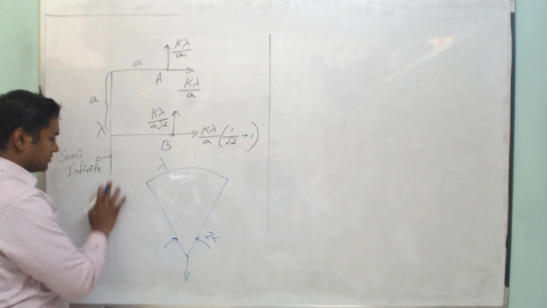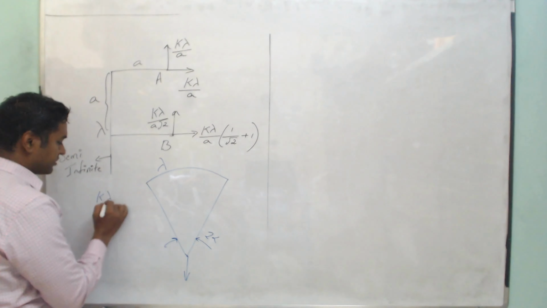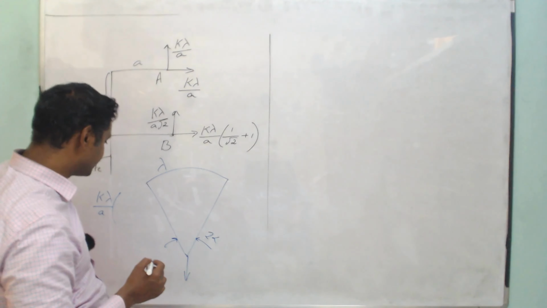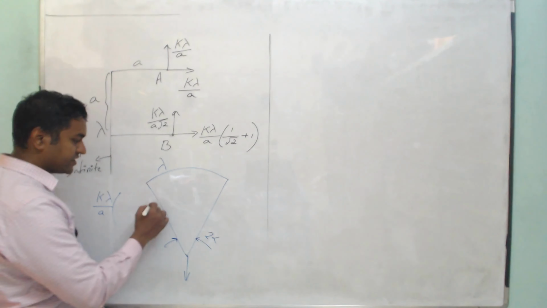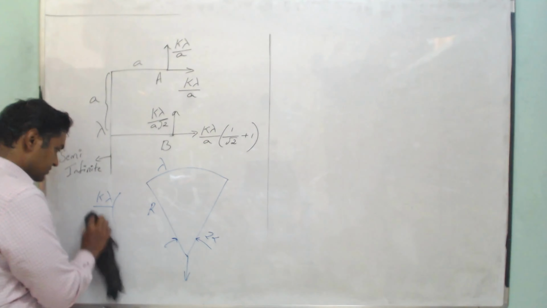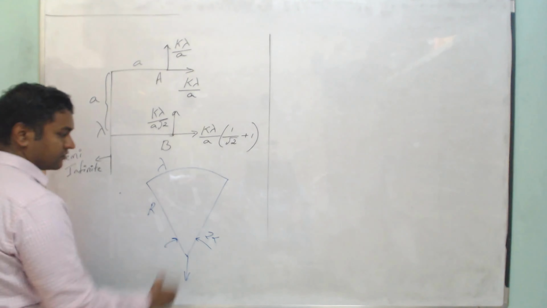Let's take the radius as r. We have solved it, so you want the general case, or the derivation for this? We took K lambda by R.